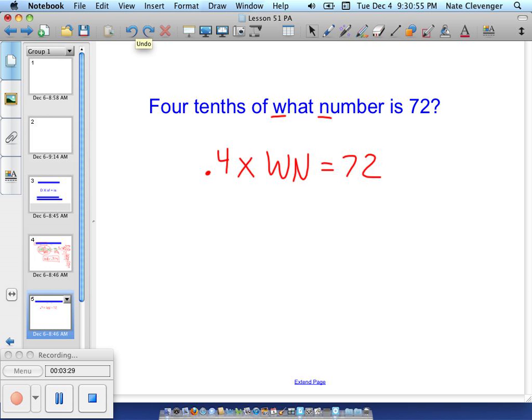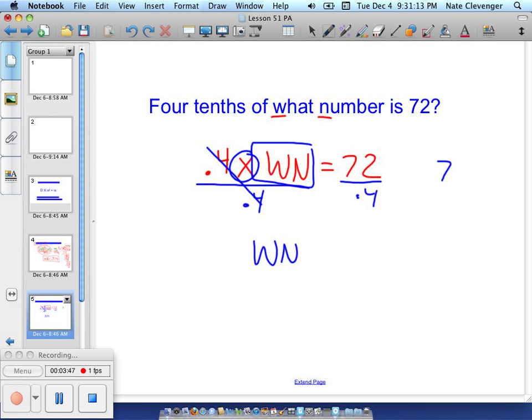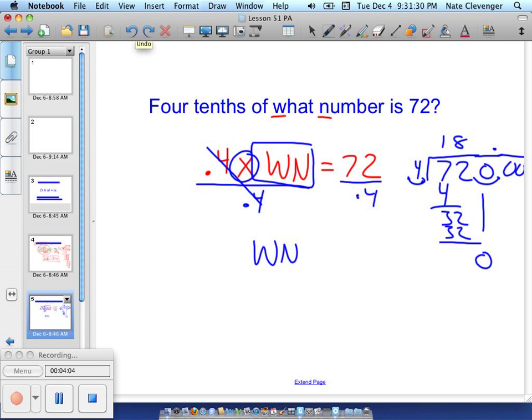Again, we want to isolate this variable, and we have multiplication between those two, so we're going to undo that by dividing. So we're dividing both sides by 0.4, so that 0.4 reduces, and we're left with WN over here. Then we have to divide. 72 divided by 0.4. Move your decimal over one place, move your decimal over one place, give yourself a 0 here, and then divide. 4 goes in 7 once, 4, 32, 8, 32, bring down the 0. 4 will not go into 0, so that's 0 times.